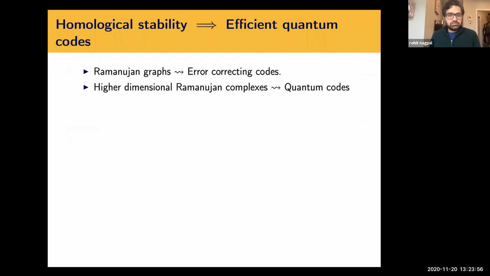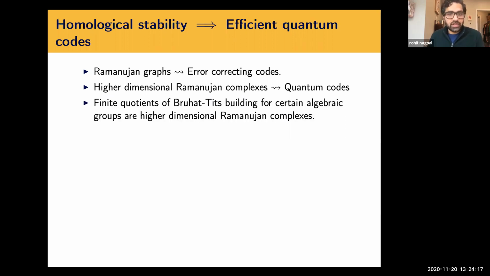Right. So we can use Ramanujan graphs to construct really efficient error correcting codes. And there are some higher dimensional versions of this which can be used to construct quantum codes, right? So that's what I'm gonna describe a little bit about them.